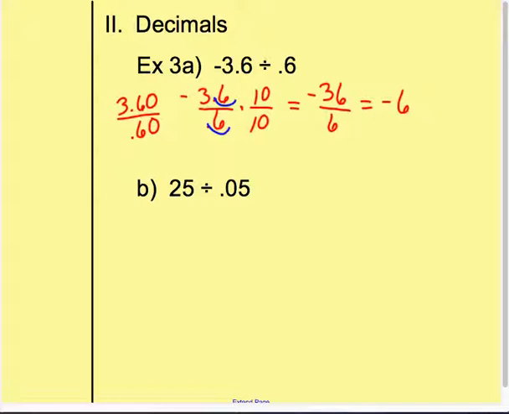All right, taking a look at B, again using number sense and thinking how many nickels does it take to make $25? That's a lot of nickels. So we're going to follow our rule. I'm going to show you a little shortcut for setting it up as well.